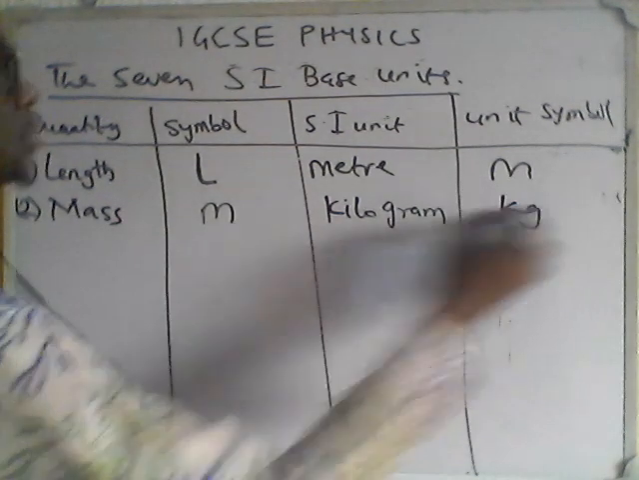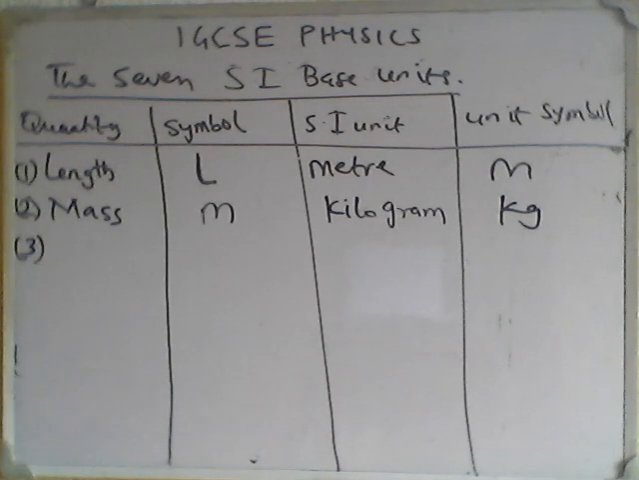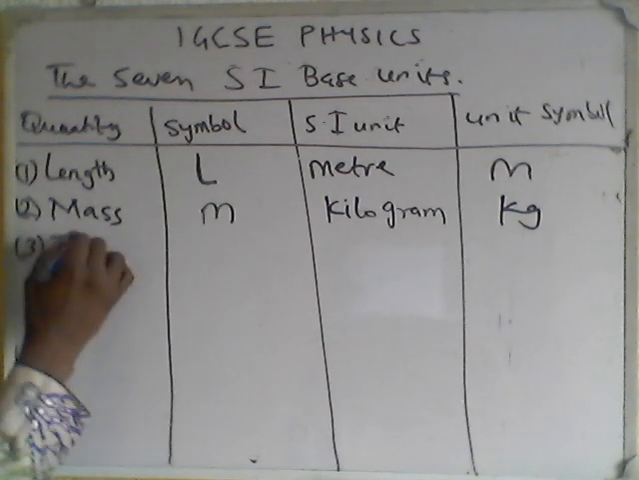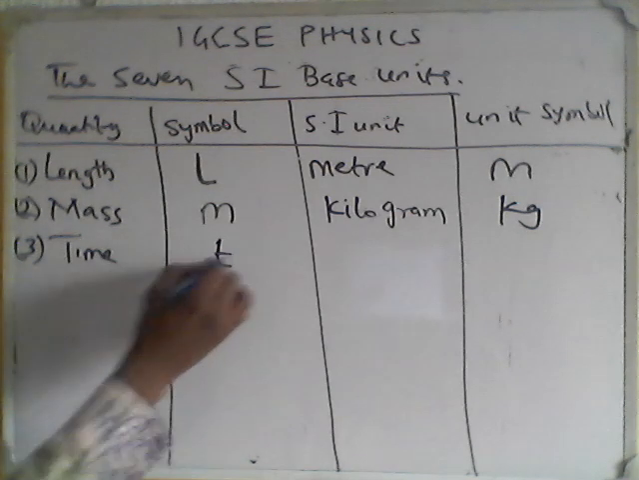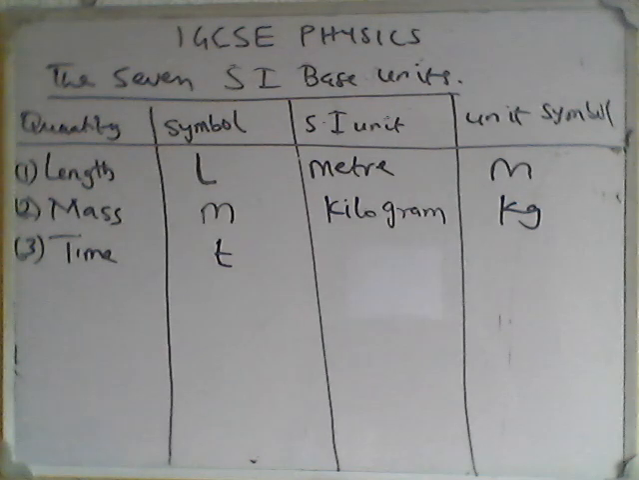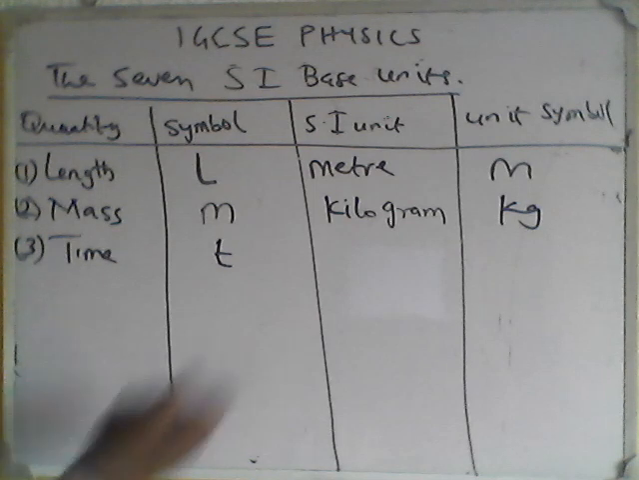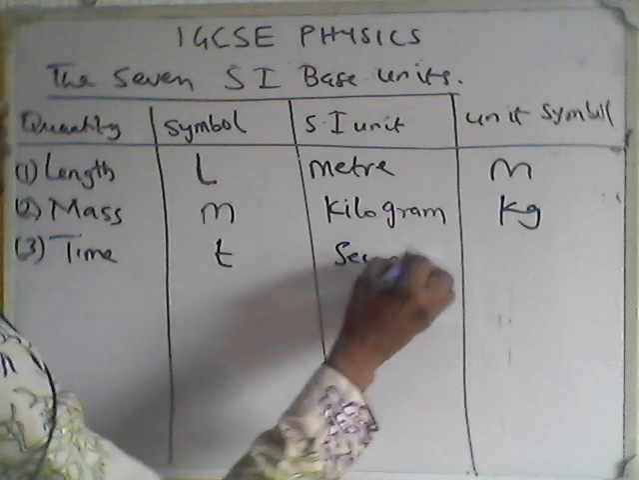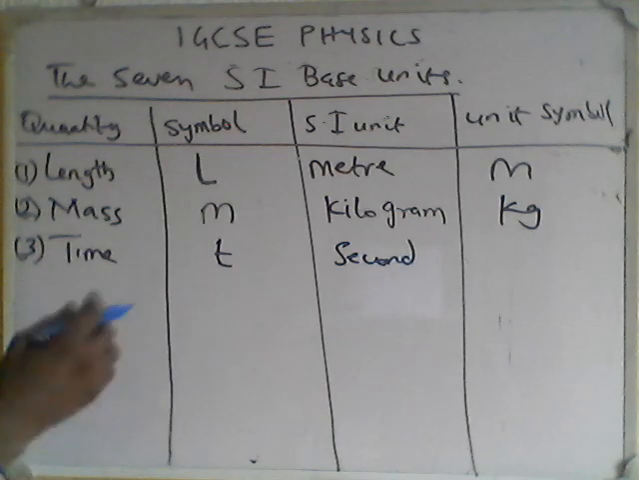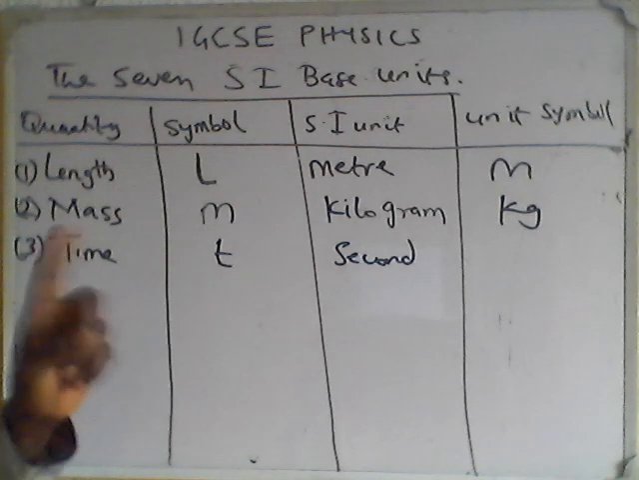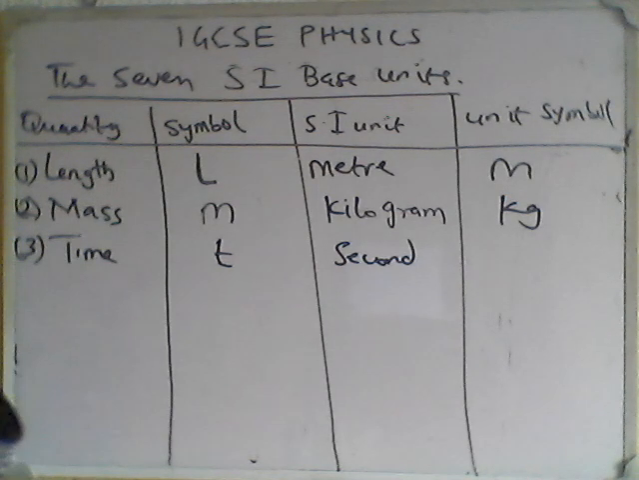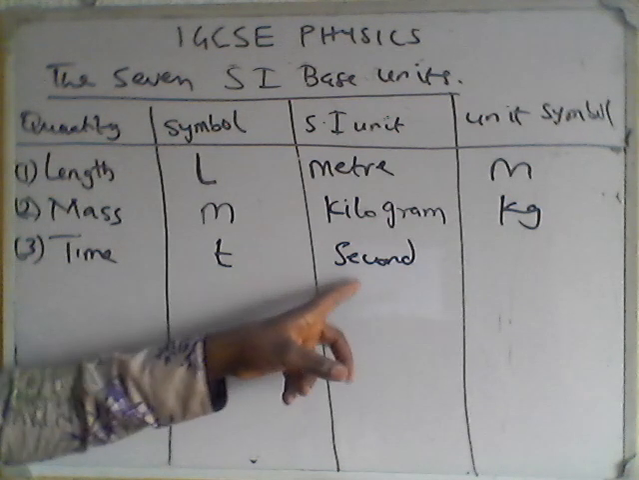Okay, so number 3, quantity is time. In formulas, it is represented with small t. Anytime you see small t inside a formula, you know you are talking about time. And the SI unit is seconds. Though you have other units, you have minutes, you have hours, you have milliseconds. But wherever you are, again I say, whatever unit you are given in your calculation, convert it to seconds before you can use it.